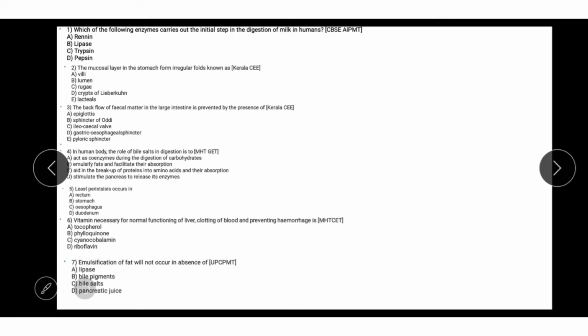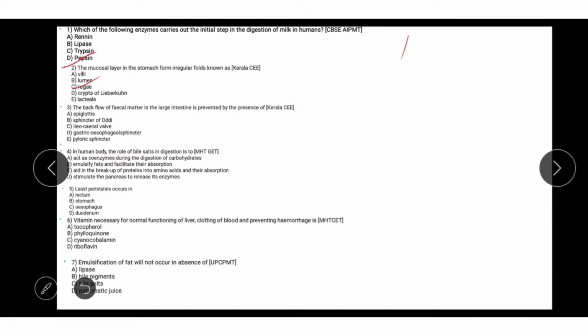First, which of the following enzymes carries out the initial step in the digestion of milk in humans? The answer is pepsin. And the next, the mucosal layer in the stomach forms irregular folds known as rugae, R-U-G-A-E. C option.